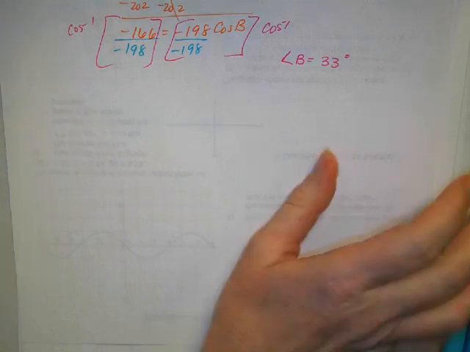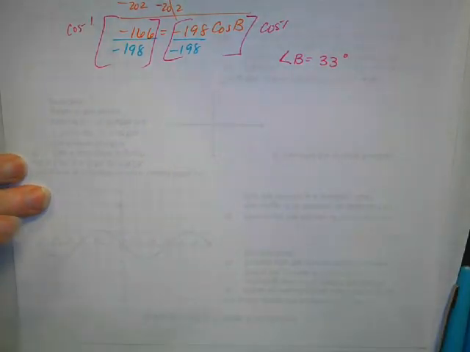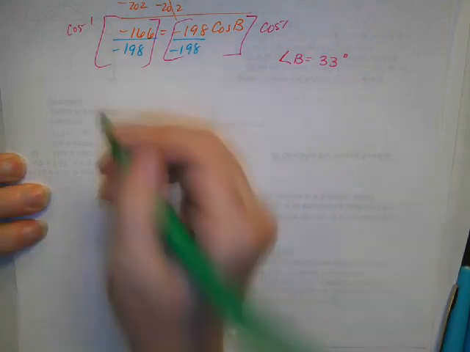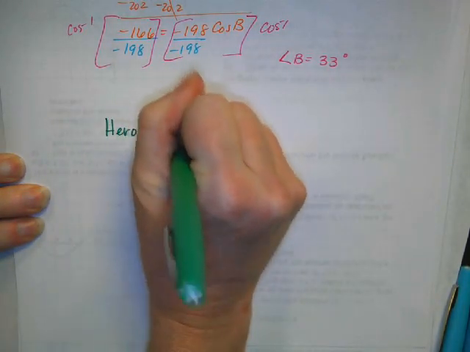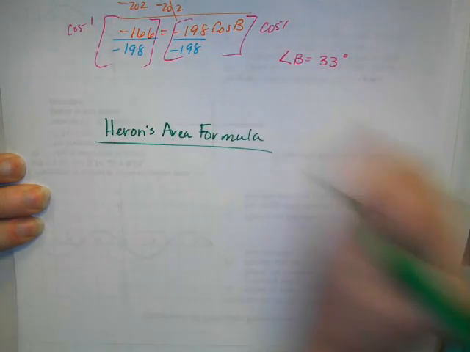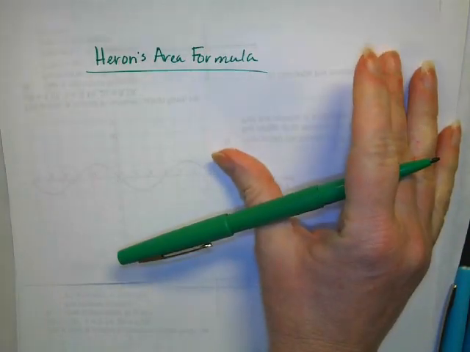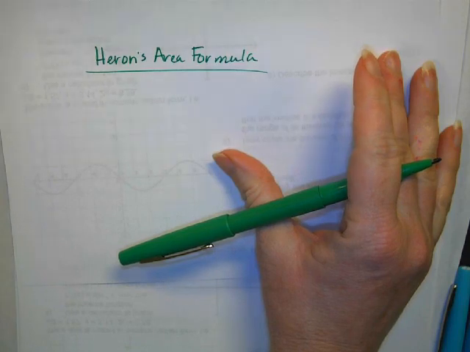Alright. Okay, last, there's one more formula. In the law of sines unit, little section, we got a formula for area if you have two sides and the included angle. So if I had angle A and I have sides B and C, then I would use that formula.